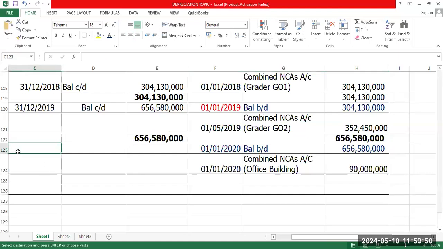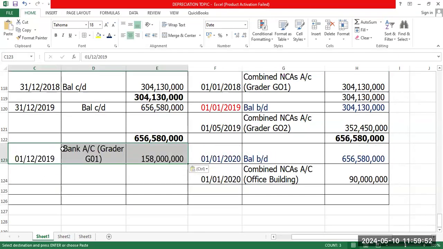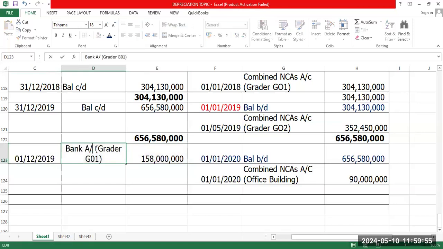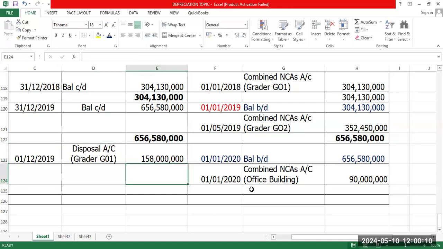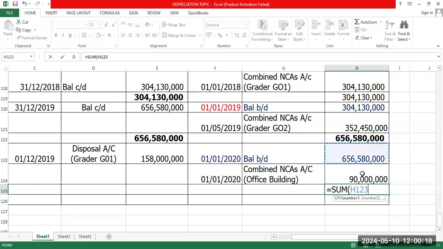Then you come here, you debit, but you remove this word bank account. You put what now? Which account are you going to put here? Disposal account. Then you balance off. Which side is higher? Still this one. Add.